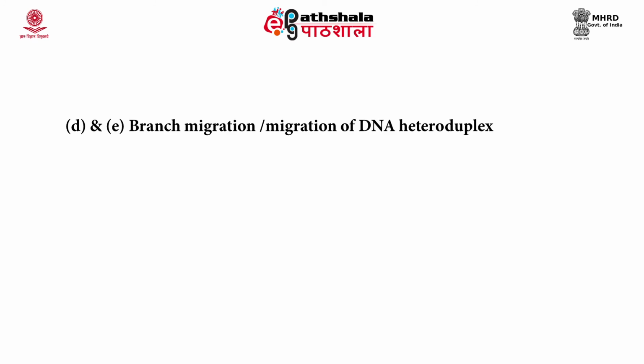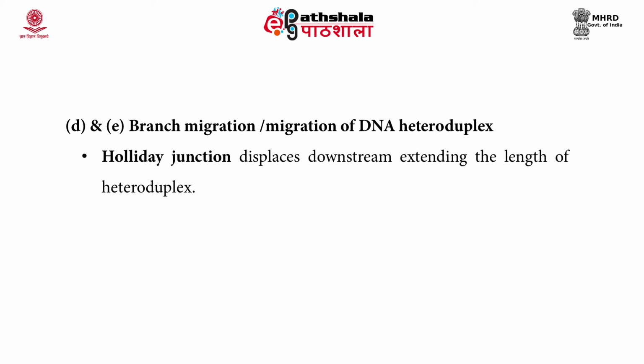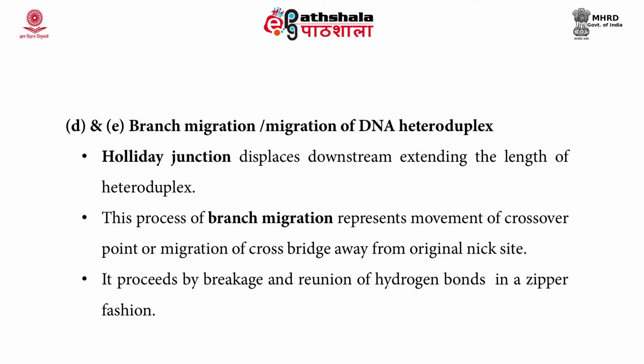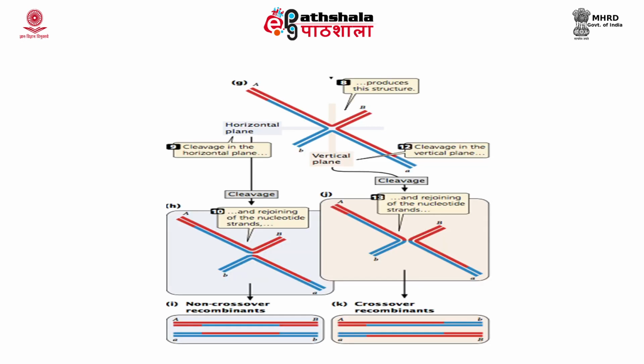In the next two steps, D and E, migration of the DNA heteroduplex, also called branch migration, is seen. Here, the Holliday junction displaces downstream, extending the length of the heteroduplex. This process of branch migration represents movement of the crossover point, or migration of the cross bridge away from the original nicked site. It proceeds by breakage and reunion of hydrogen bonds in a zipper fashion.